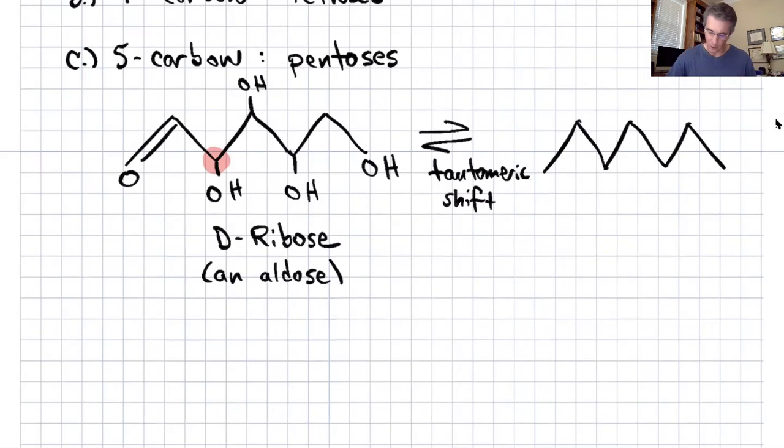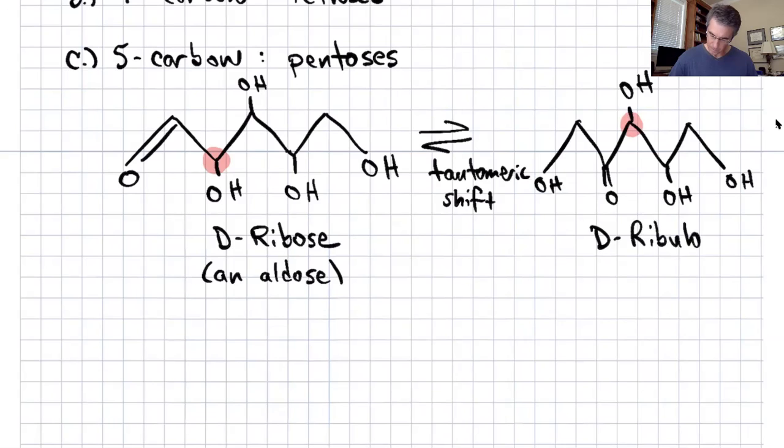by moving that carbonyl over 1 carbon, to form, assuming we have the right stereoisomer here, D-ribulose, right? Which is, of course, a ketose.